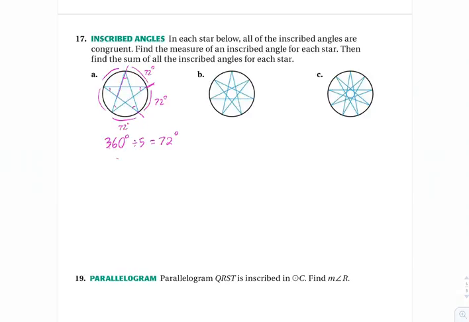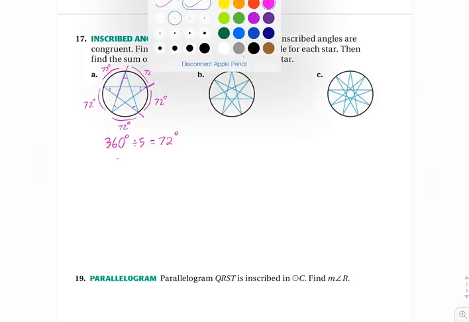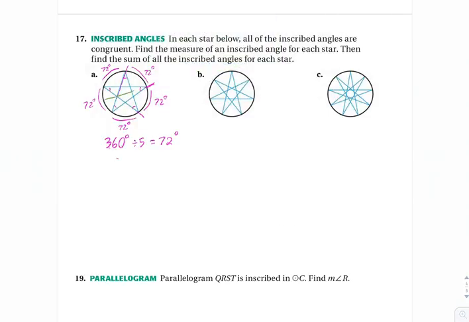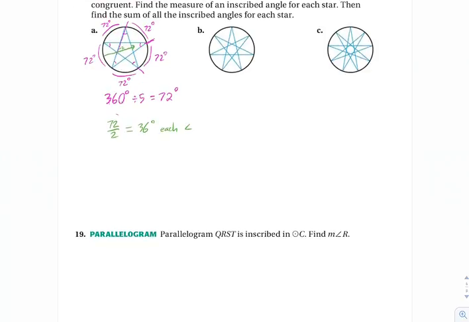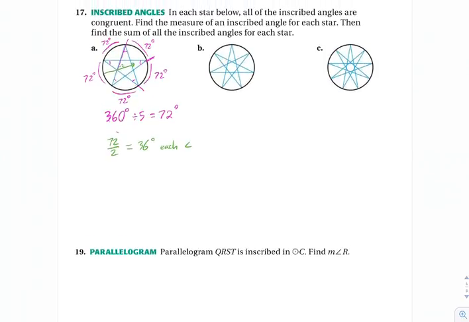Okay, so if each of the arcs is 72 degrees, well then we just take that and divide it by 2, and 72 divided by 2 would be 36 degrees for each angle. Right, and do the same thing for B and C for that one. Just different numbers instead of 5. Okay, and one more on this, then we'll jump over to IXL.